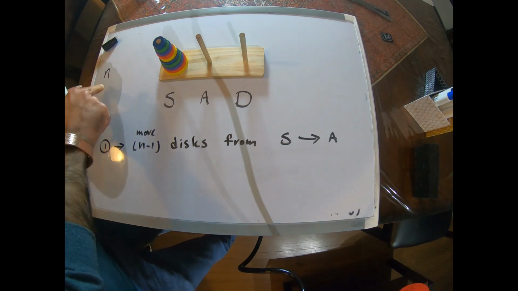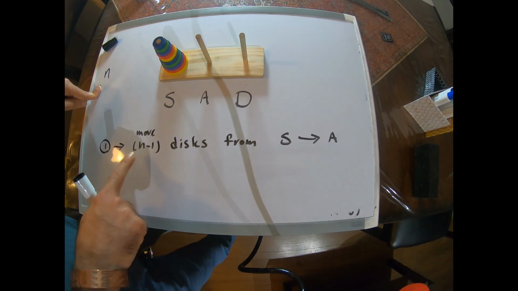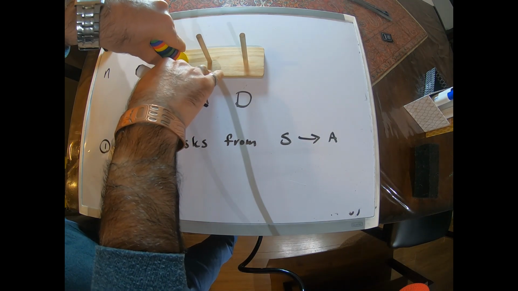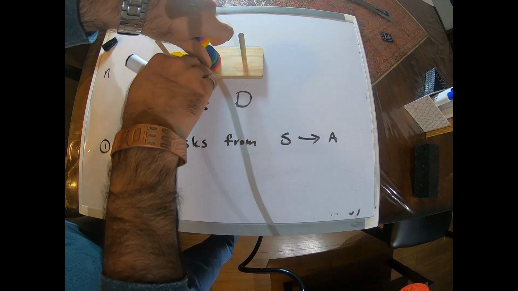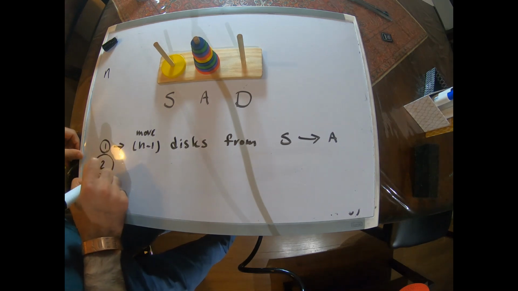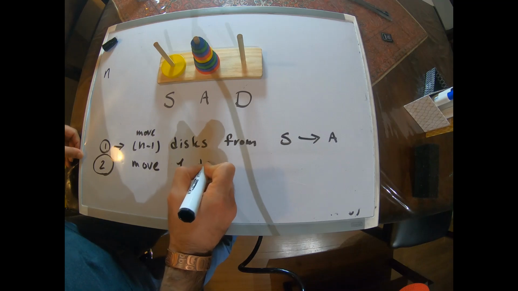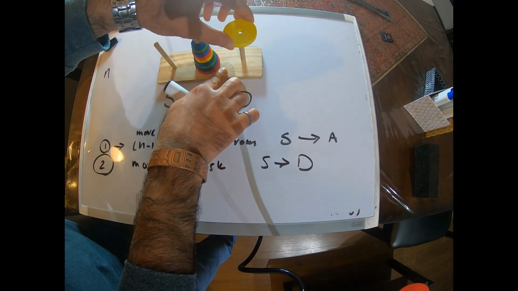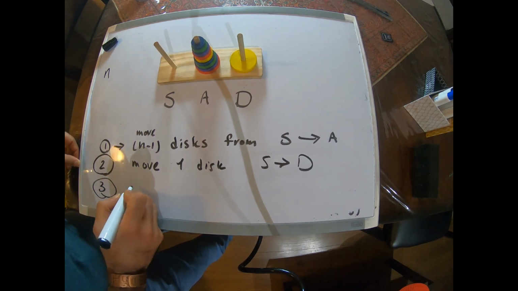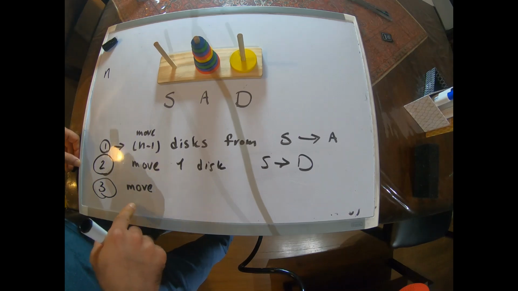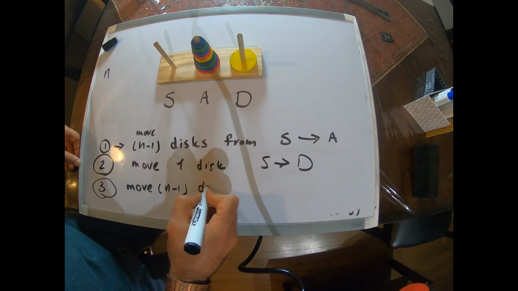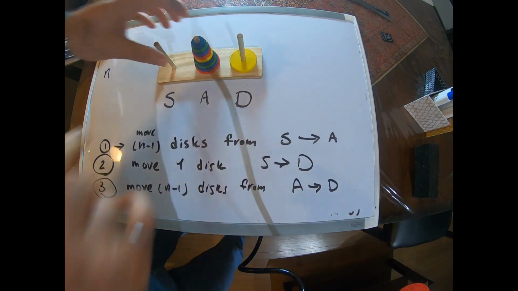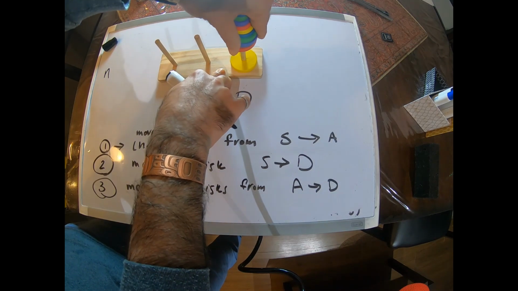So if I want to move n disks from one rod to another, I say, okay, let's first move the first n minus 1 disks from source to auxiliary. If I can do that in a combination of moves, then the second step would be moving one disk, the last disk, from source to destination. And the last step would be moving n minus 1 disks from auxiliary to destination. Okay, so this looks exactly like a recursive problem, right?